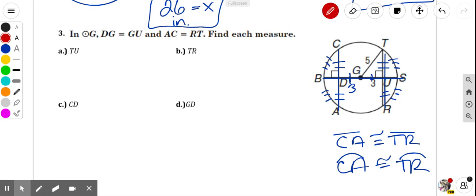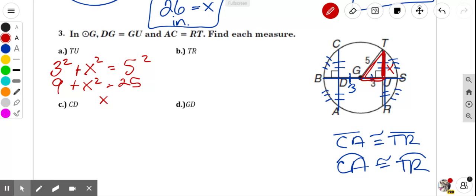Letter A is asking us to find TU. So this is kind of like that example that I did where we had to draw the picture, because we have a right triangle here. So always look for right triangles in this section, and that's how you know you're going to do Pythagorean theorem. So there's my x. In this case, my c is 5. So I'm going to have 3 squared plus x squared equals 5 squared. So it's going to be 9 plus x squared equals 25. Subtract 9. x squared equals 16. Take the square root. x is 4.